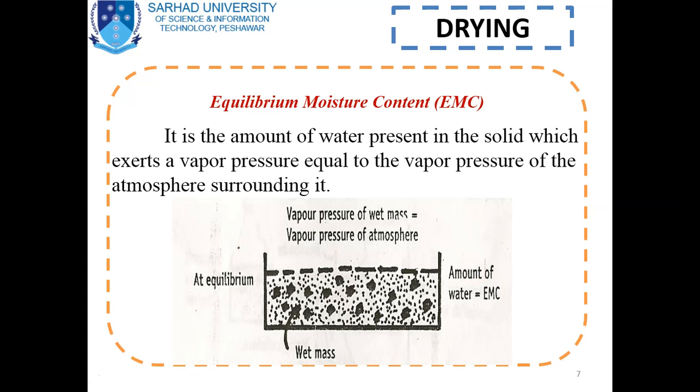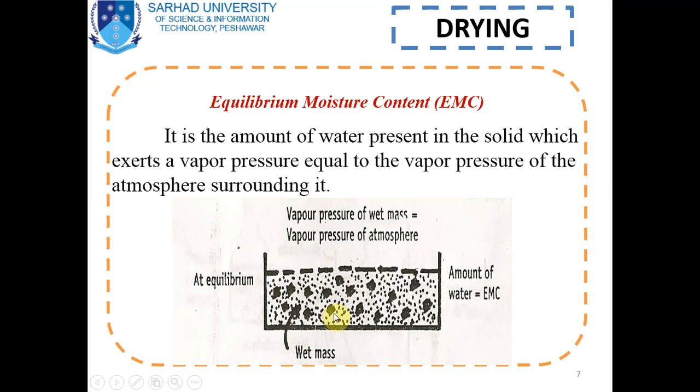Now, what is meant by the equilibrium master content? That is abbreviated as EMC. It is the total amount of water present in the solid material which exerts a vapor pressure that is equal to the vapor pressure of the atmosphere surrounding it.